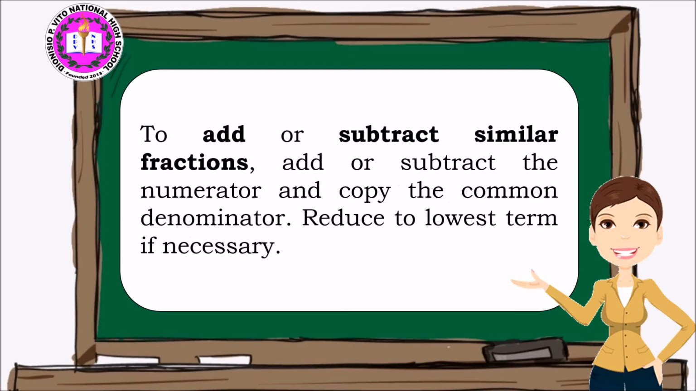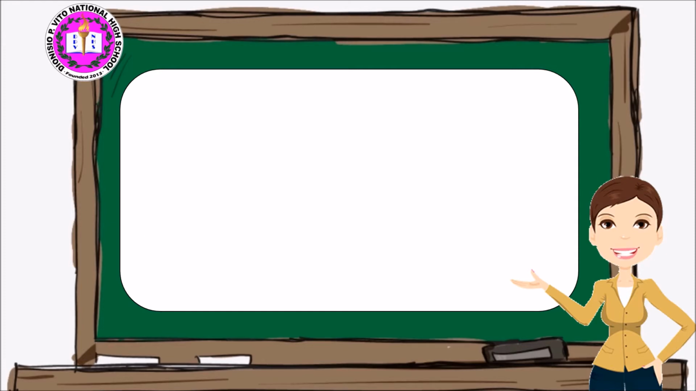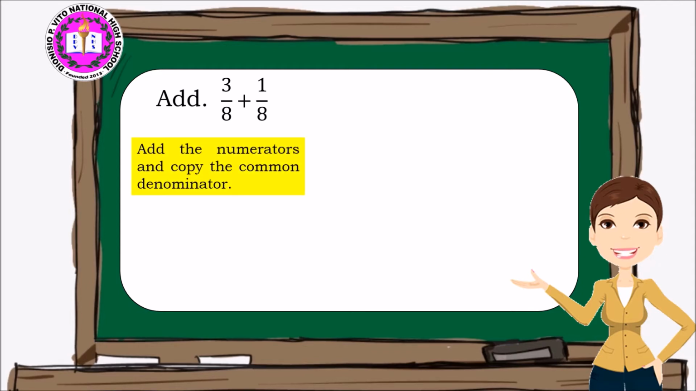To add or subtract similar fractions, add or subtract the numerators and copy the common denominator. Reduce to the lowest term if necessary. Let's have an example. We're going to add 3/8 plus 1/8. First, we need to add the numerators and copy the common denominator. So we have 3 plus 1 is equal to 4. Then we're going to copy the common denominator, which is 8.